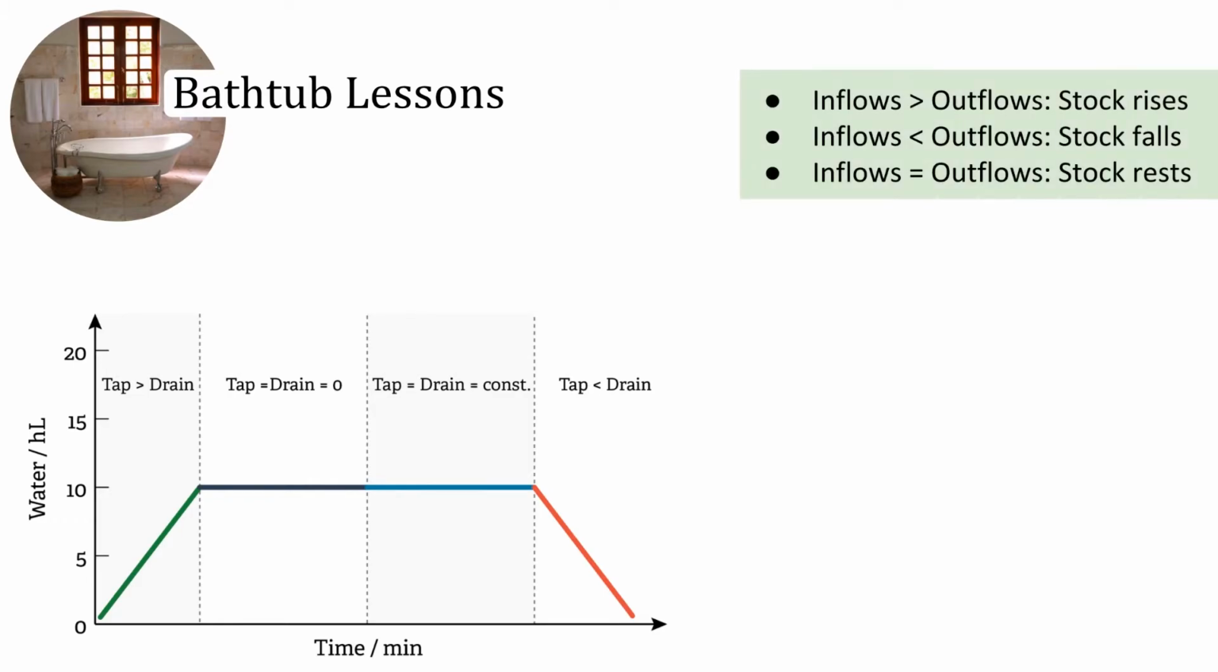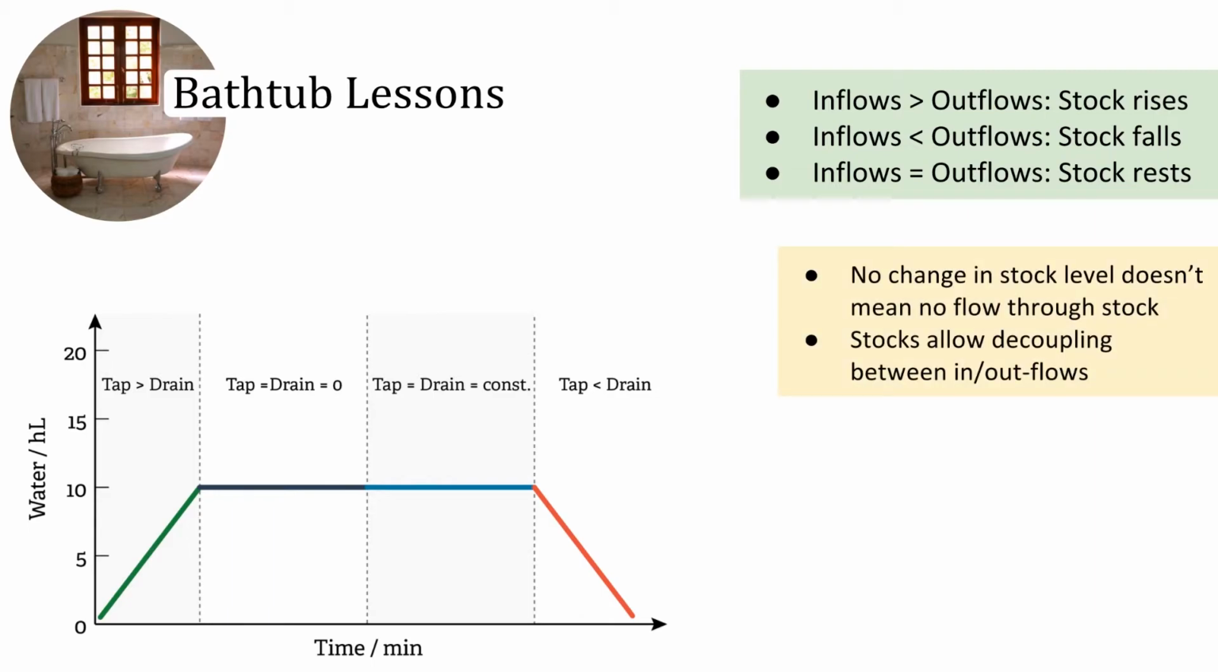First off, it teaches us that if the sum of inflows into a stock is greater than the sum of outflows, that stock will rise. This was, for example, the case when we were filling the tub. Conversely, if the sum of inflows is smaller than the sum of outflows, then the stock will fall. So we saw that when we were emptying the tub. And if the inflows are the same as the outflows, then the level of the stock will remain constant.